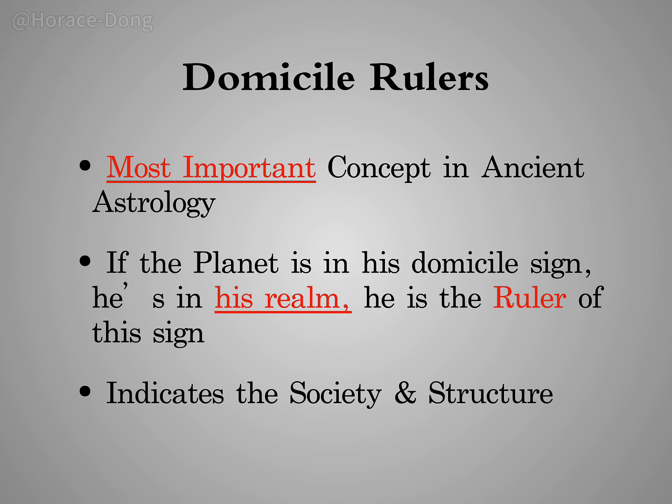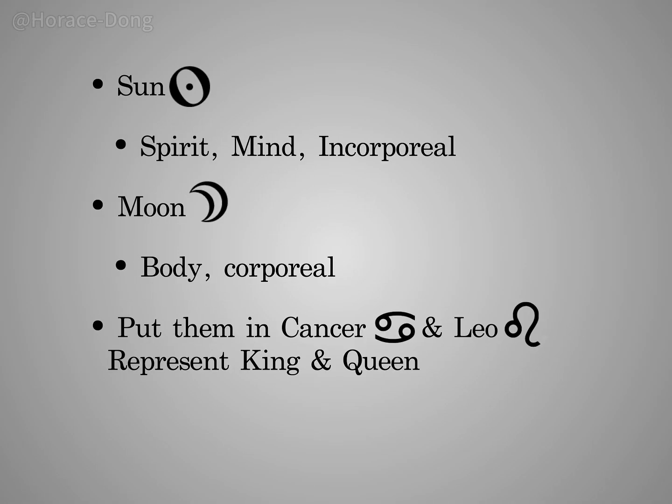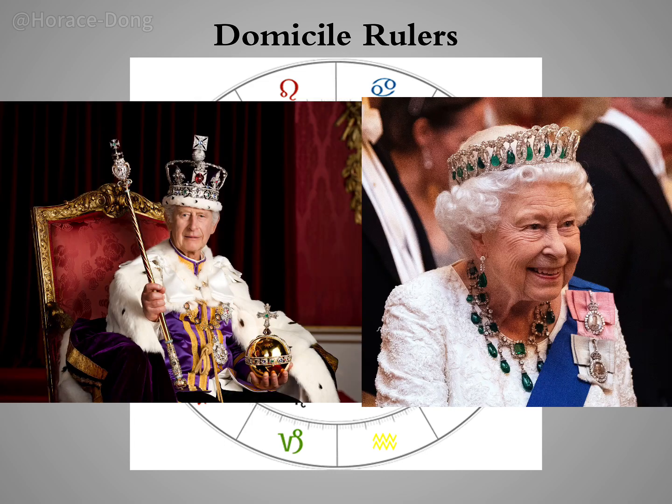Domicile rulers is the most important concept you'll ever learn in traditional astrology, which also indicates the human society and structures according to ancient astrologers. This is the graph of domicile rulers which interrelates the signs and planets. For example, the Sun is the ruler of Leo, and the Moon is the ruler of Cancer, etc. The reason for this order is that ancient astrologers thought the Sun represents the spirit, the incorporeal stuff. On the other hand, the Moon represents the body, the corporeal stuff. These two planets have the largest effect on human beings, so astrologers put them in the top 2 signs, Cancer and Leo, which in human society represent the king and the queen.